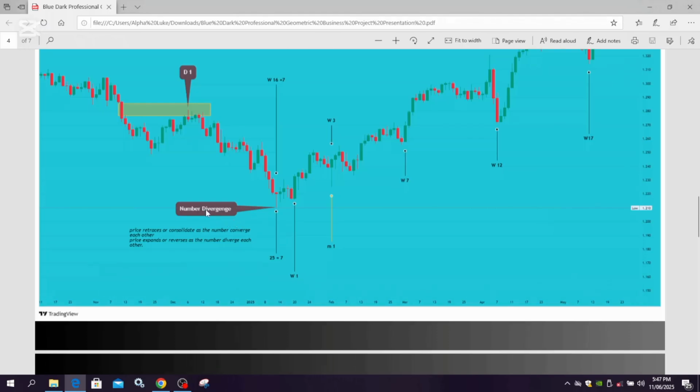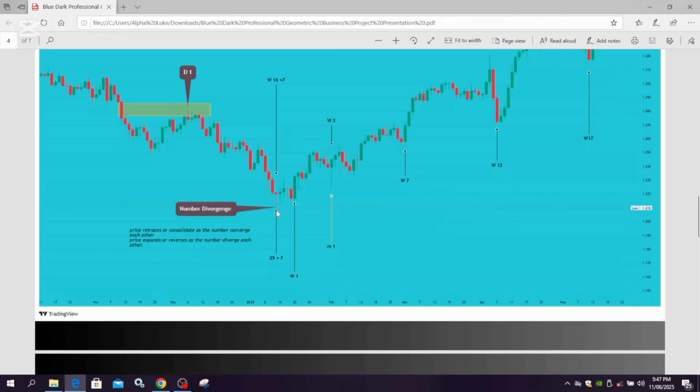So primarily this is what we do within these regions. And one thing I want you to note is that 25 and 16 are diverging. They're divergent numbers. Price retraces or consolidates as numbers converge on each other. So price finds retracements or they consolidate when numbers converge.